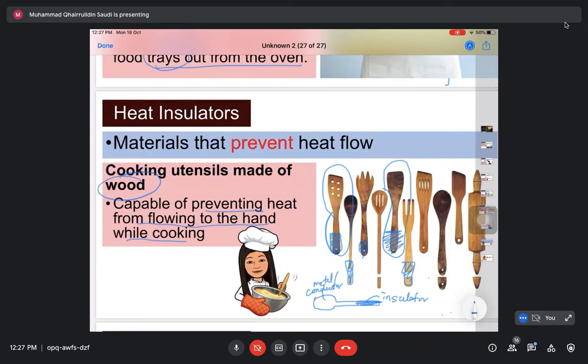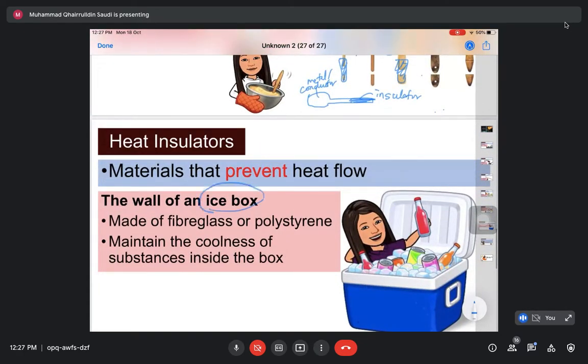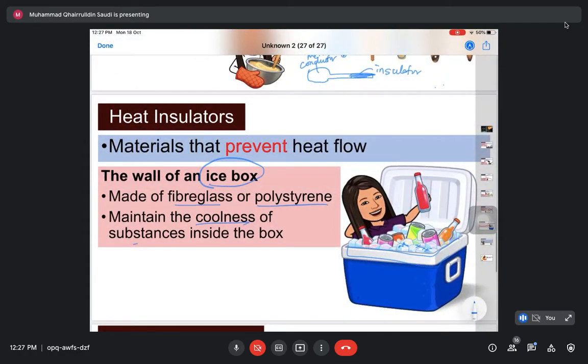Sorry. Next one is the wall of an ice box. Okay, ice box are usually made up from fiberglass or polystyrene. Okay, the function of ice box is to maintain the coolness of the box. Okay, kalau kita letak something inside of the ice box, the ice can last longer. Ais tu akan bertahan lebih lama, dia akan lambat cair. Why? Because the wall of the container are made up from fiberglass or polystyrene that prevent heat. Dia prevent heat daripada masuk.